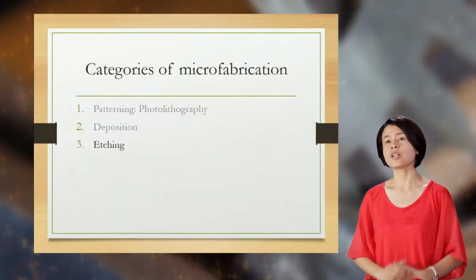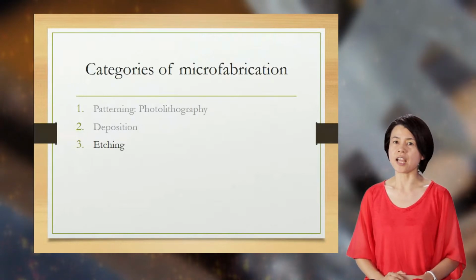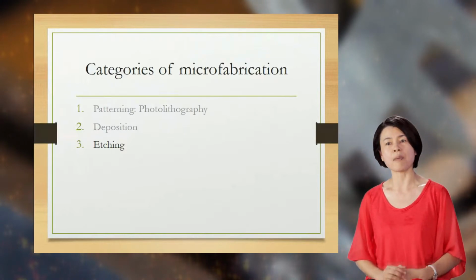These are the three categories of microfabrication. So far, we have covered photolithography and deposition. We will move on to the third topic and focus on the second part of etching.